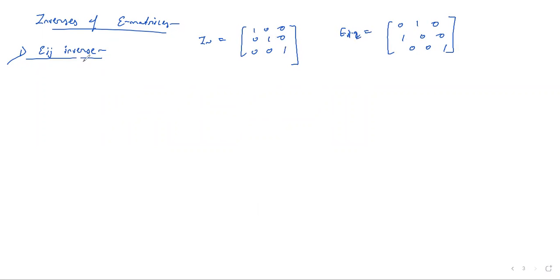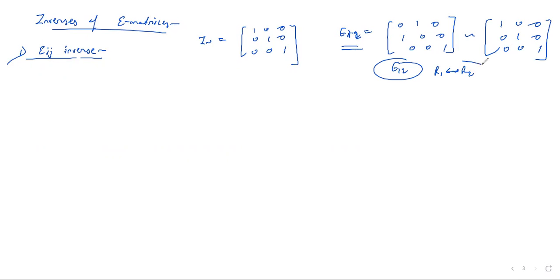Now if I want to find the inverse of this E12 matrix, what do I have to do? If we perform the same operation Eij again, we get a unit matrix. Interchanging R1 and R2 again, we get 1 0 0, 0 1 0, 0 0 1, which is my corresponding unit matrix. So what we have done is that we perform Eij, and when we again apply Eij, we get the identity matrix. So the inverse, Eij inverse, is equal to Eij.